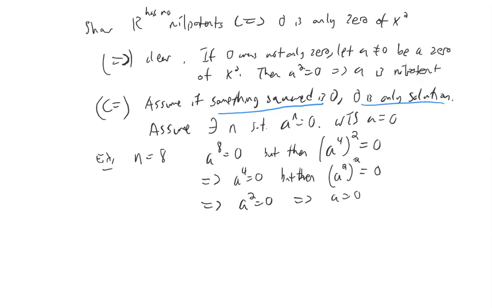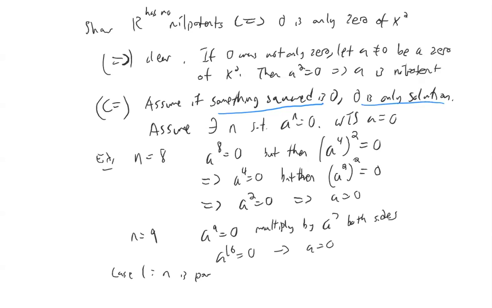So if n was a power of 2, you are done. And if not, you could just make it a power of 2, right? Like if n is 9, I know a to the 9 is 0. Then just multiply by a to the 7 on both sides, right? Then I get a to the 16 is 0, because 0 times whatever is 0. And then repeat the argument, right? Just do the same argument, and you're going to get a is 0. So you're done.